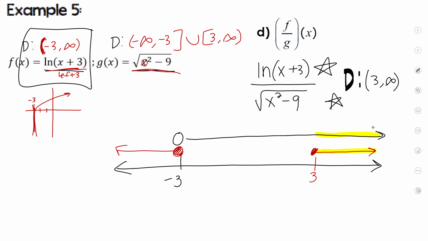Okay, so good job, guys. We are not including the 3 because if you plug in a 3 here, you'll get 9 minus 9, which is 0. We do not want 0 in the denominator. So this is my new domain. Is that okay? All right, let's do another one. Guys, this time I want you guys to do G divided by F. Do G divided by F. Ready, go.